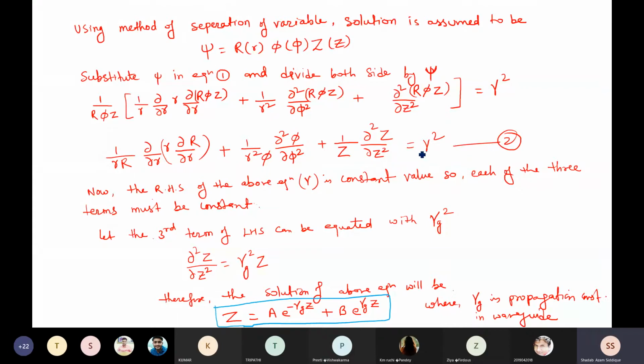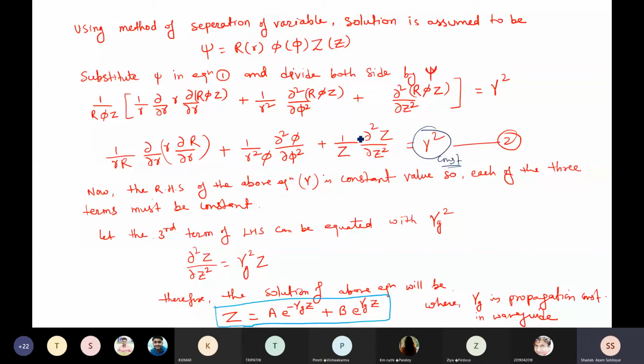Now you can see the RHS of equation number 2 is a constant value. Gamma is a constant value. So it is a propagation constant. So if you take this as a constant value, that means all the terms will be constant values. So that means this will be a constant, this will be a constant, this will be a constant.